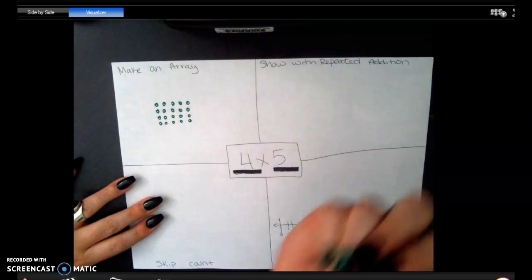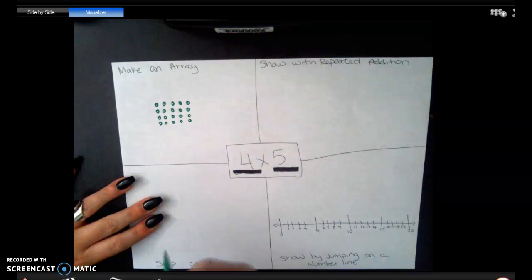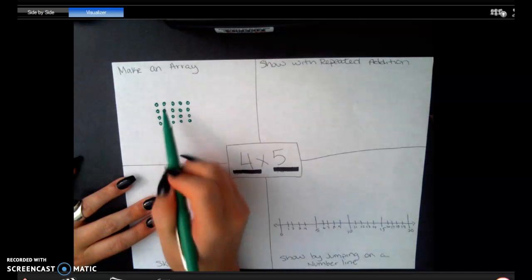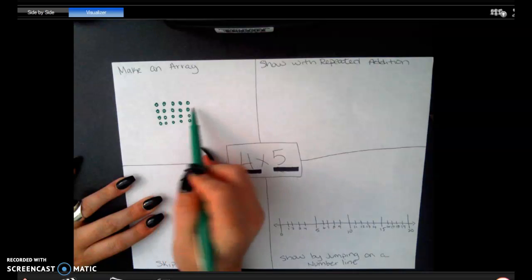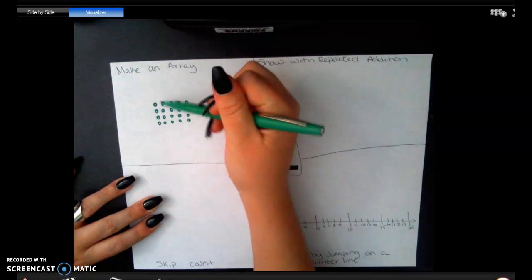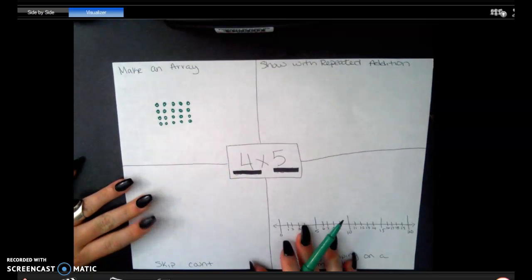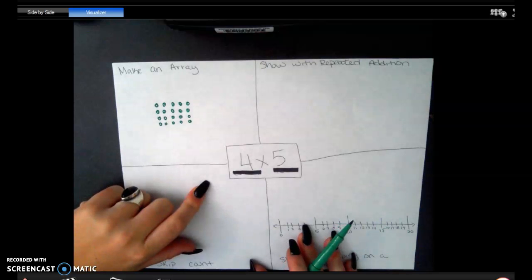Don't forget, boys and girls, an array is a set of objects arranged in rows and columns. Rows go from side to side. Columns are up and down. Now we're going to show this with repeated addition.